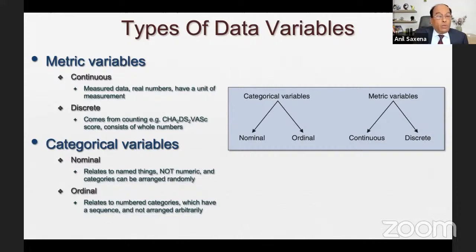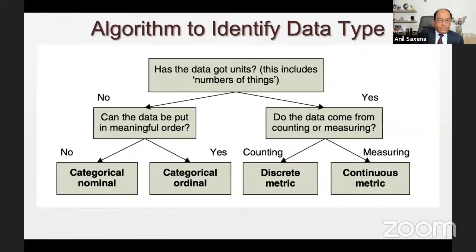And then we have categorical variables, which can again be nominal, which relate to naming things, not numeric, and they can be arranged randomly, and they could be ordinal. So there can be two types of categories, nominal and ordinal. I'll tell you the difference between the two.